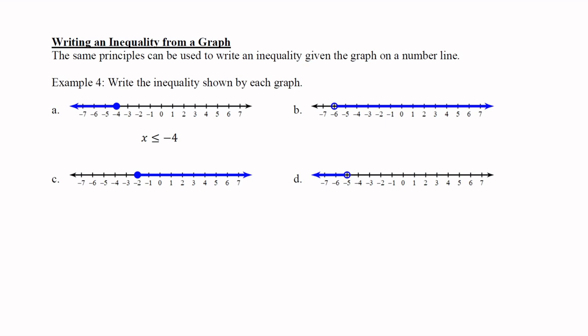For B, we start with our variable. We have an open dot, so it's just going to be greater than, and then we have -6 as our value. For C, we're going to have an equals to as part of our inequality. It's going to the right, so we have greater than or equal to, -2. And then finally for D, our variable leads us off. We have an open dot, so there will be no equals to, and we're going to be less than -5.